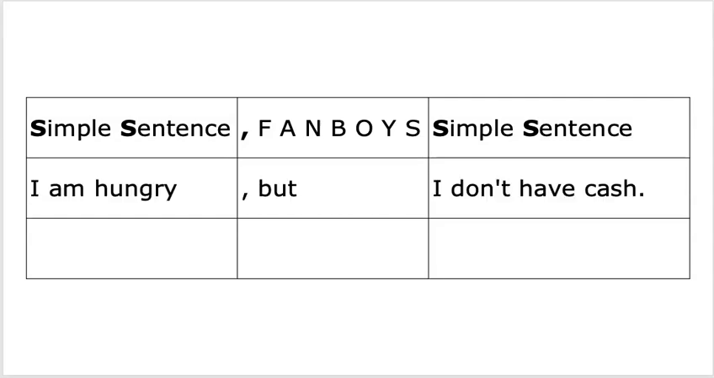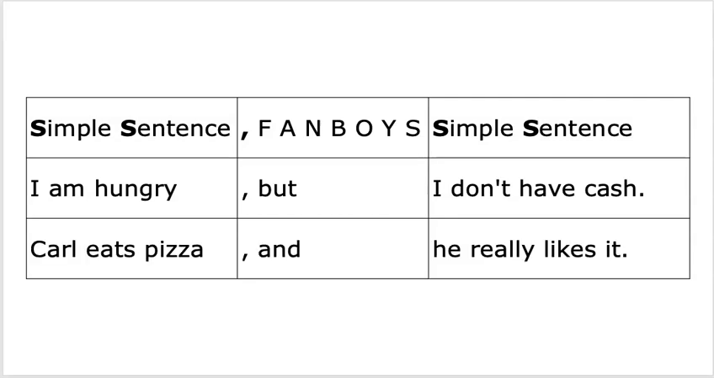Here's an example sentence. I am hungry, comma, but I don't have cash. Notice in a compound sentence, each of the simple sentences could end with a period and stand on their own. I am hungry, period. Perfectly good sentence. I don't have cash, period. Another good sentence. But I want to show a relationship between the two sentences, so I join them with the word but.